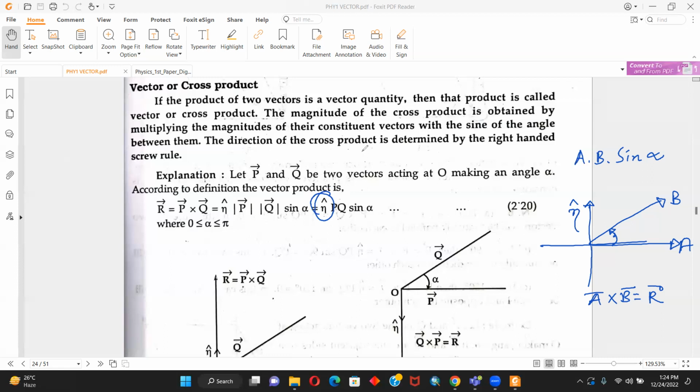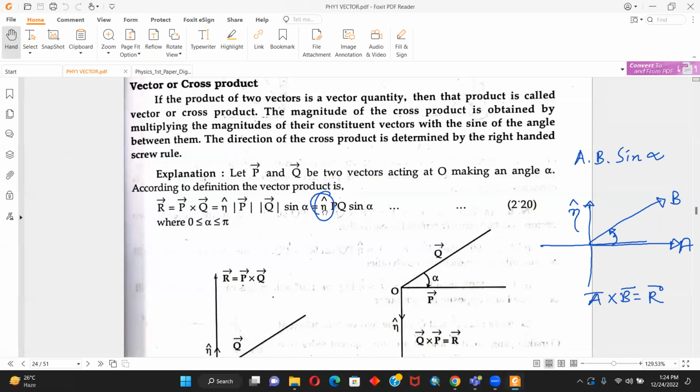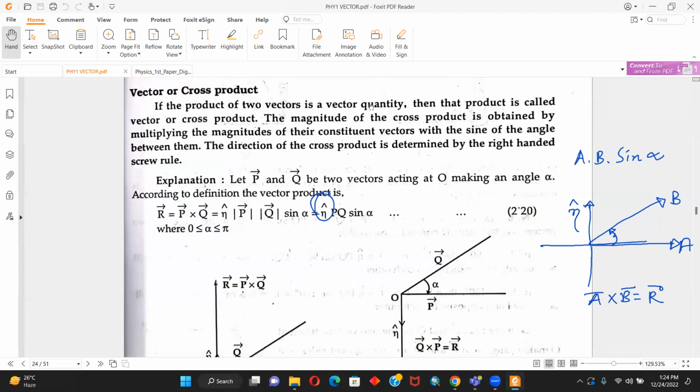So now, let's see what's there. If the product of two vectors is a vector quantity, then that product is called vector or cross product. The magnitude of the cross product is obtained by multiplying the magnitudes of the constituent vectors with the sine of the angle between them. So R vector equals P vector cross Q vector. It will equal not just PQ sine alpha. Why is it not just PQ sine alpha? Because it is a vector quantity.